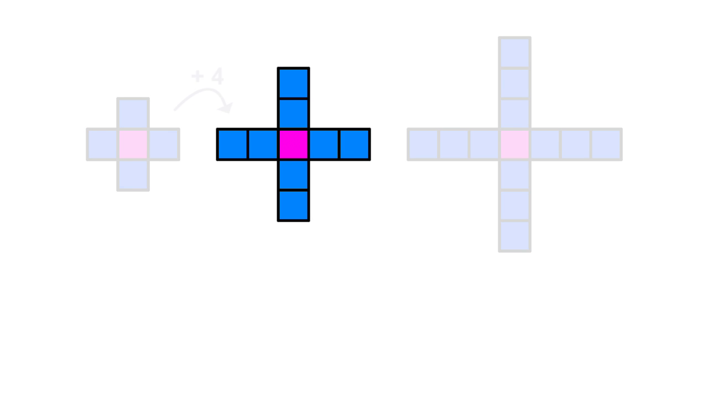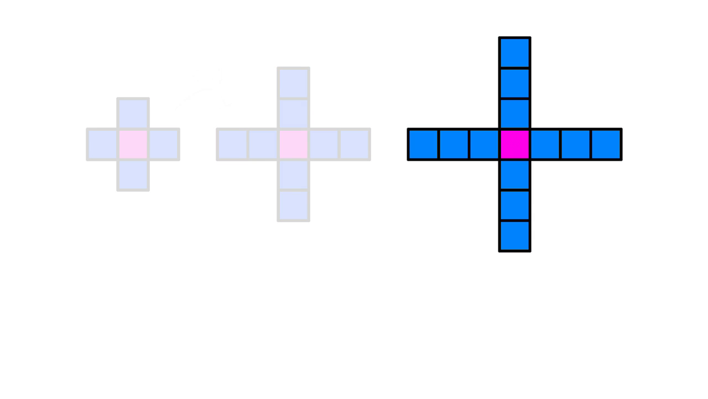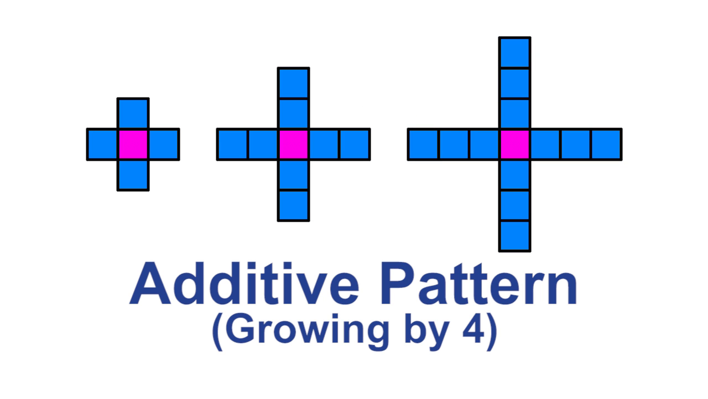How many blocks are added to the next term, or term number 2? There are 4. And how many are added to term number 3? There are 4 again. For this additive growing pattern, since we are adding, we can say that it is growing by 4 each term.